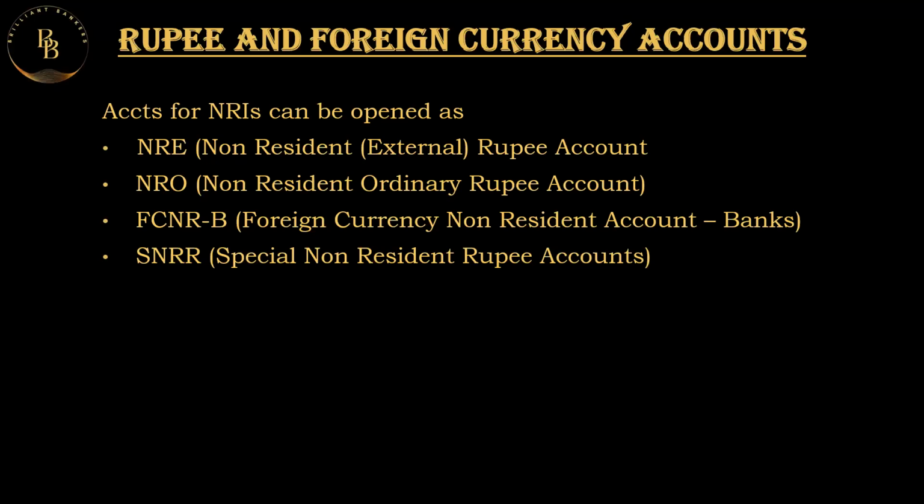Accounts for NRIs are NRE account, that is a non-resident external rupee account. What is a NRO account? It's a non-resident ordinary rupee account. FCNR is a foreign currency non-resident account in banks. SNRR is a special non-resident rupee account. NRE and NRO accounts are maintained in rupee, in Indian currency. FCNR is maintained in foreign currency.